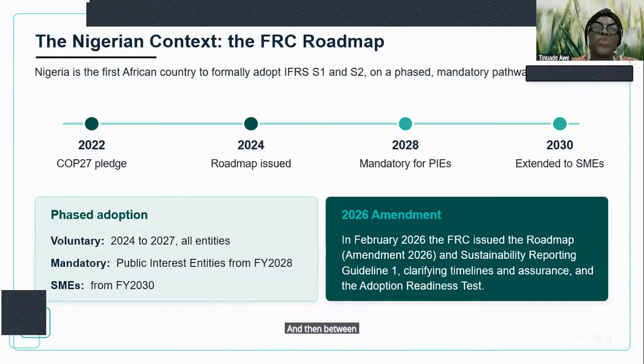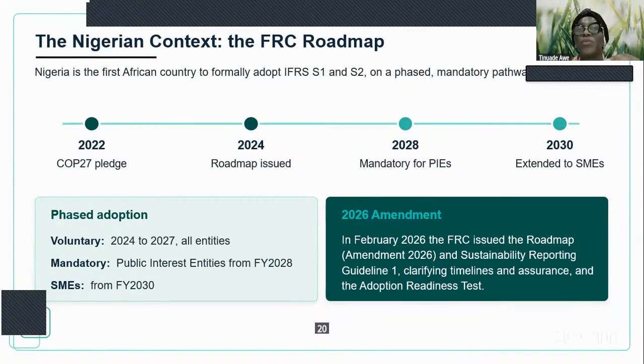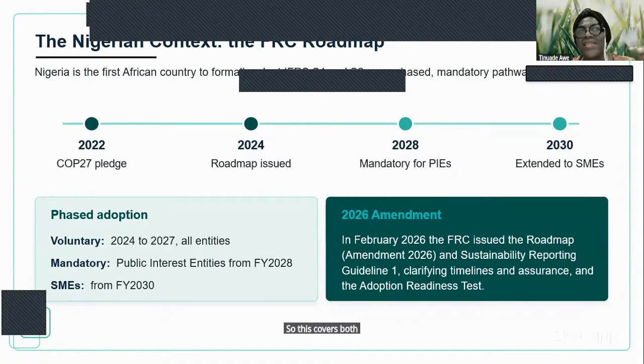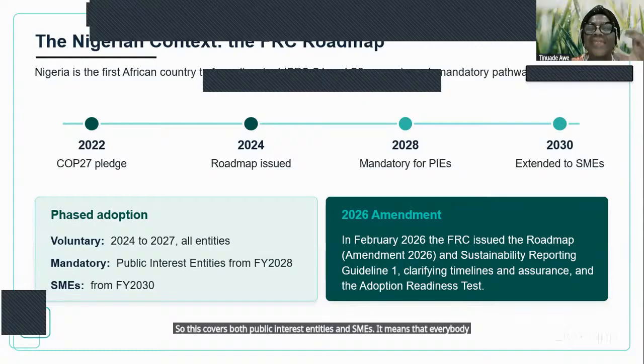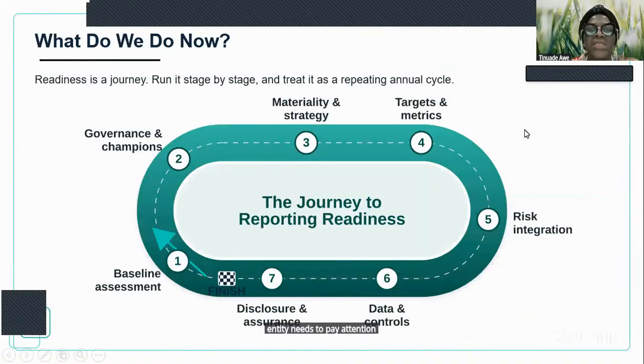And then between 2024 and 2027, there should be a voluntary adoption for PIEs. And from 2028, mandatory adoption for PIEs, as you can see on the screen, and 2030, mandatory adoption for SMEs. So this covers both public interest entities and SMEs. It means that everybody that has a company in Nigeria that is an SME or a public interest entity needs to pay attention to these issues.